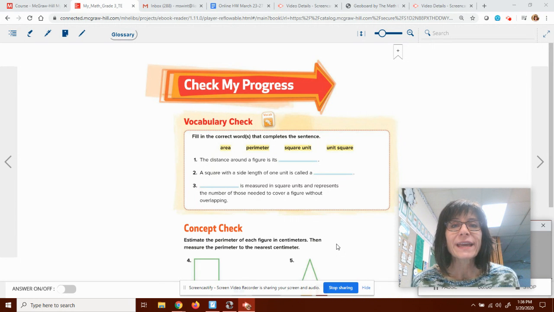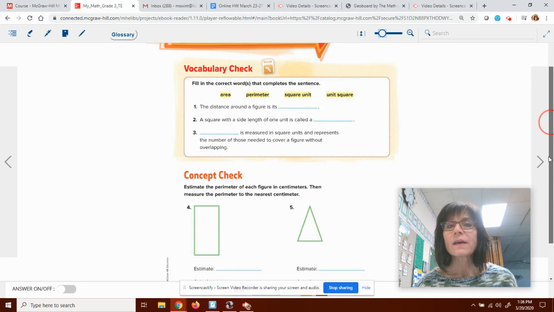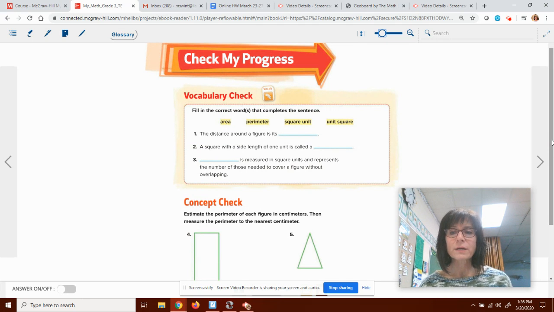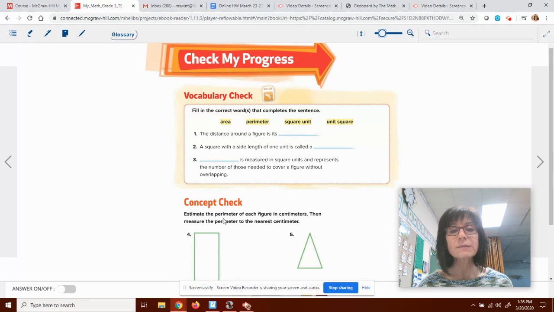We are going to go ahead with your next two pages in your book, 777 and 778. It's simply a check my progress. Sometime today, tomorrow, Friday, we'll let you finish that on your own. It's going to give me an idea of how well you're catching on with the terms and with everything that we need to know. The bottom part here says estimate the perimeter of each figure in centimeters.